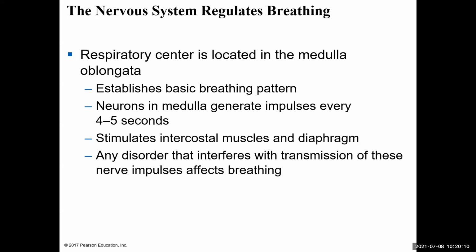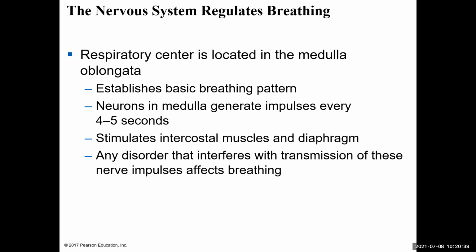And so the neurons in the medulla are generating these electrical impulses that are being sent to the respiratory system every 4 to 5 seconds, which is telling the intercostal muscles and the diaphragm to contract and relax. And so this regulates that rate of breathing. Whenever your rate of breathing increases or slows down, the neurons in this area are speeding up or slowing down the generation of those impulses.